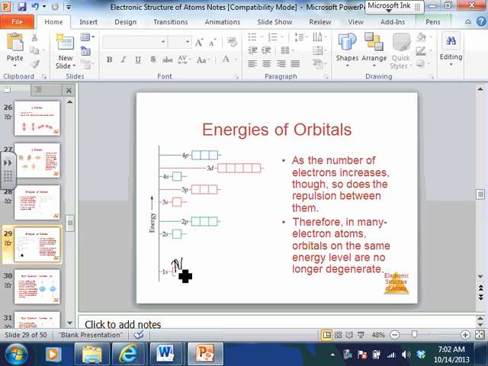The next electron that comes along, well, there's no space in the 1s orbital anymore, so now it's going to take a spot in the 2s orbital, and then it just keeps filling like that, okay?